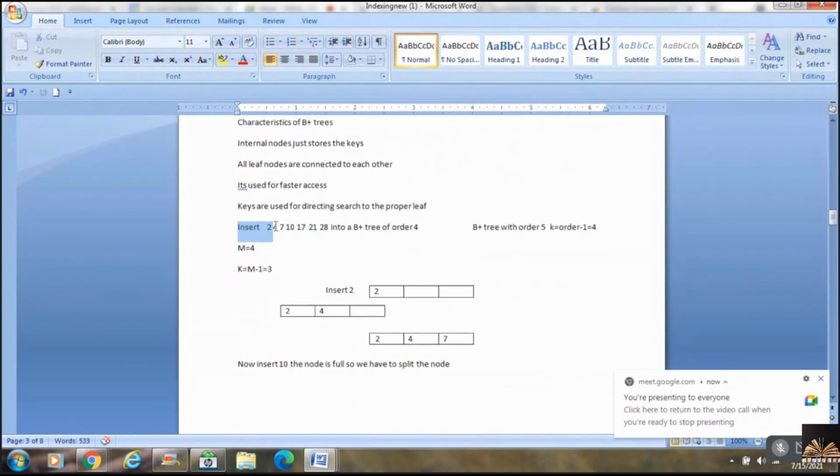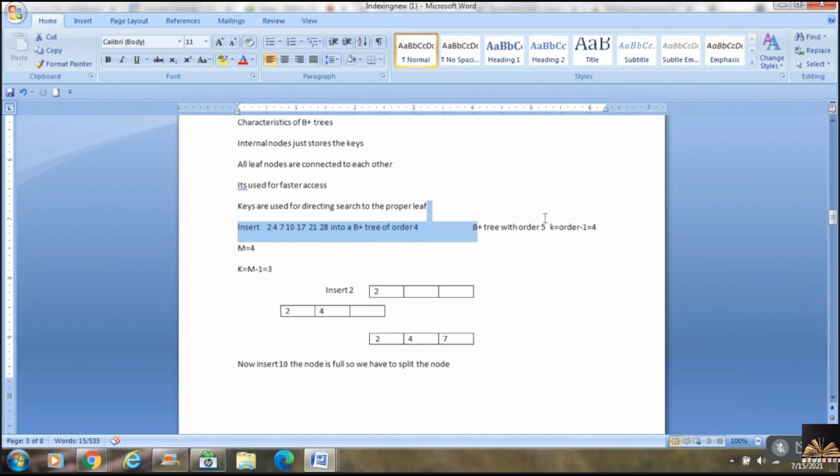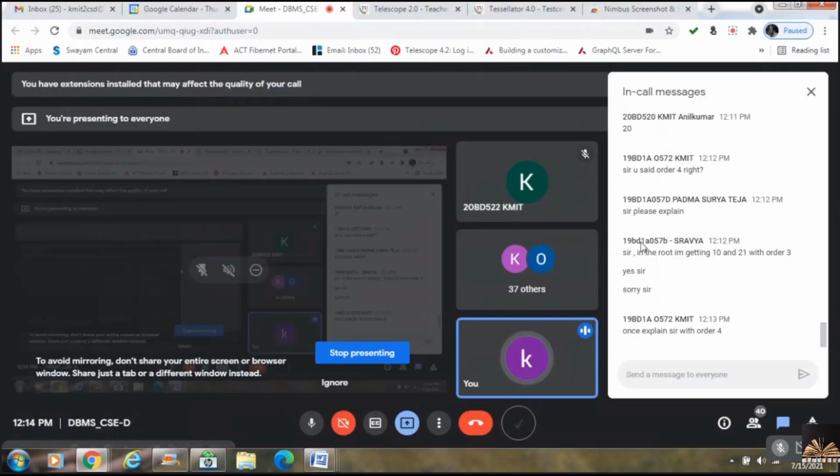See, insert 2, 4, 7, 10, 17, 21, 28 into a B plus tree of order 4. So if you're working with a B plus tree of order 4, the number of keys would be order minus 1. I've taken an example also, B plus tree with order 5. It would be k is equal to order minus 1. That is nothing but 5 minus 1, giving you 4 keys. Maximum number of keys would be 4 if you take order 5. If you're taking order 4, the maximum number of keys is 3.